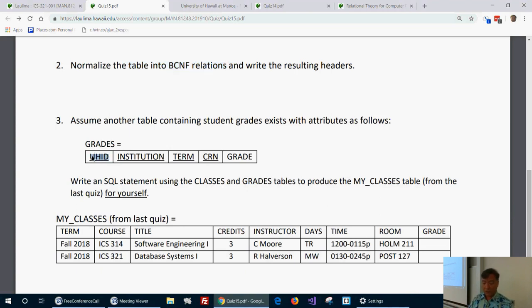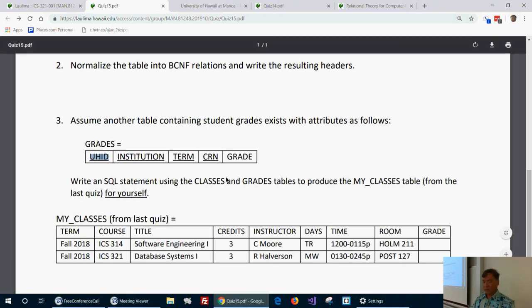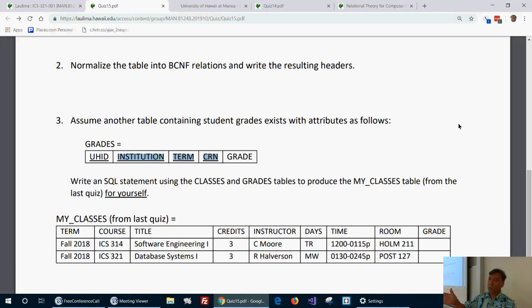It's for each person, for all your grades. All your grades, I'm sure, are in a table that looks something like this, where you have your UHID, the institution, Manoa, the term, fall 2008, the CRN, which is the CRN of the course, and then the grade. These three things uniquely identify the course that you took, and this means not everybody that took that course, just you, and then your grade.